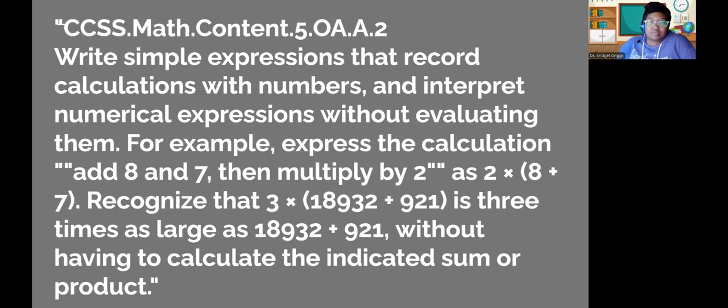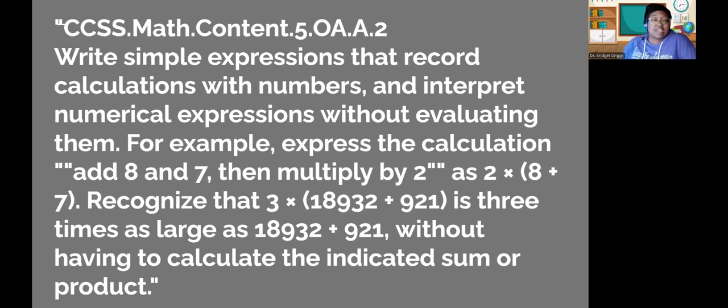Recognize that 3 times 18,932 plus 921 is 3 times as large as 18,932 plus 921 without having to calculate the indicated sum or product. So pretty much we are just creating the expression. We don't have to actually evaluate the expression and find out what the value of it is. We're just simply creating it because this is setting the stage to be able to evaluate these expressions.